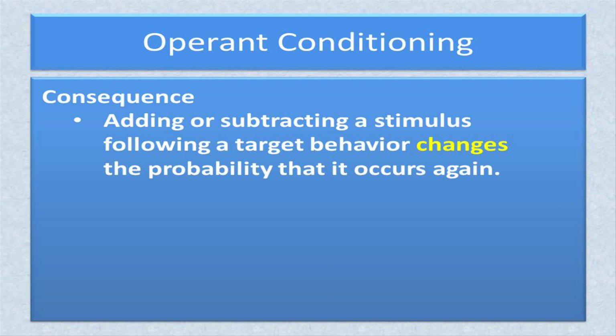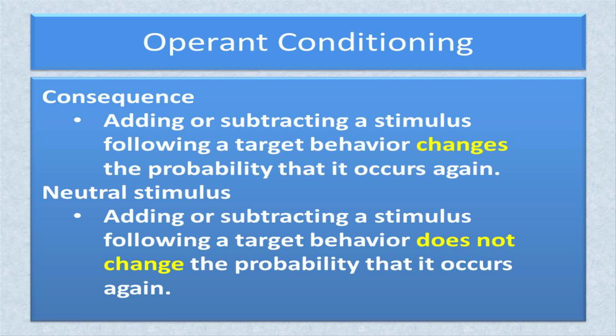The point is that the label given a stimulus, either a positive or negative consequence or a neutral stimulus, is only legitimately made after observing behavior. That is, from the perspective of operant conditioning theory, a stimulus is either a consequence, that is, the probability of the target behavior occurring changes after it has been added or subtracted from the learner's environment, or it is a neutral stimulus when adding or subtracting the stimulus does not change the probability of it occurring again. In this sense, operant conditioning always works.